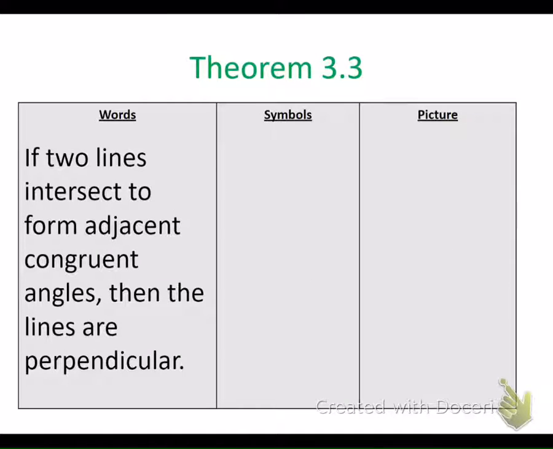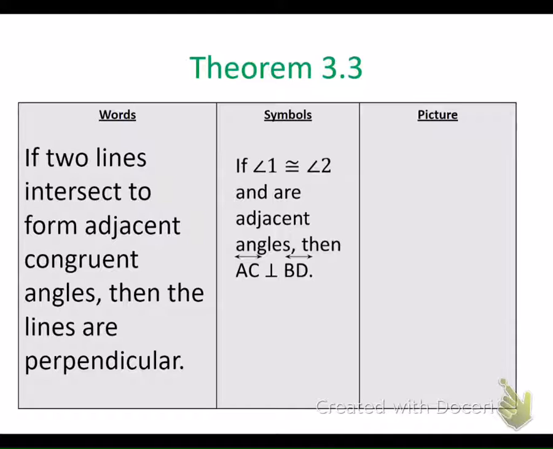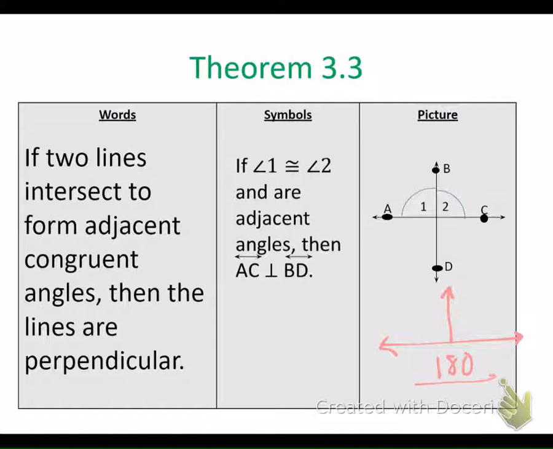Theorem 3.3 says if two lines intersect to form adjacent congruent angles, then the lines are perpendicular. So basically, if we have a straight line and an angle bisector, the straight line would be 180 degrees. You divide it by 2 like we did before. So if this is 90, then this is 90.